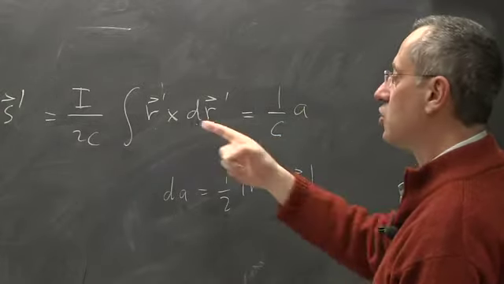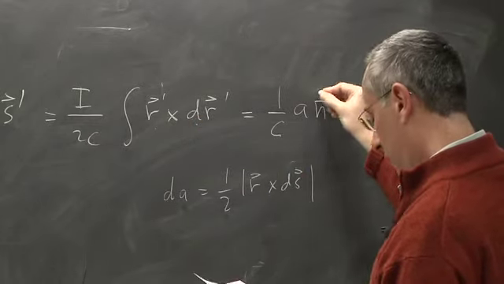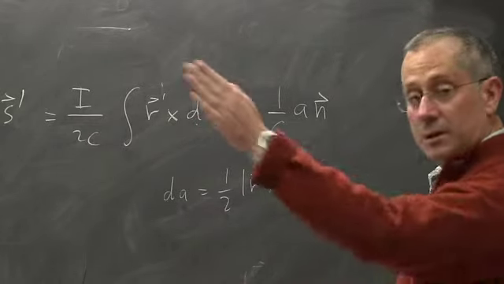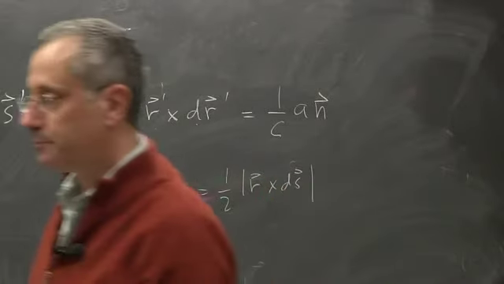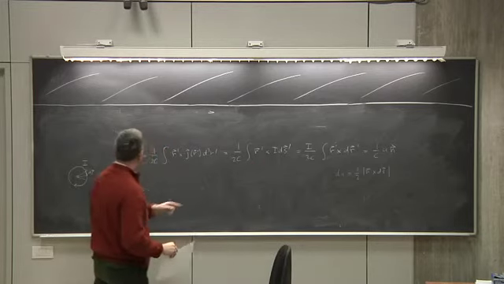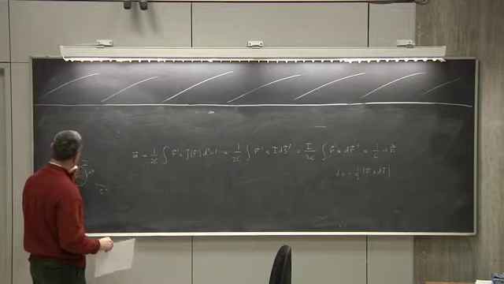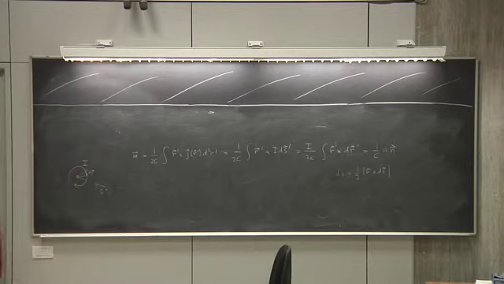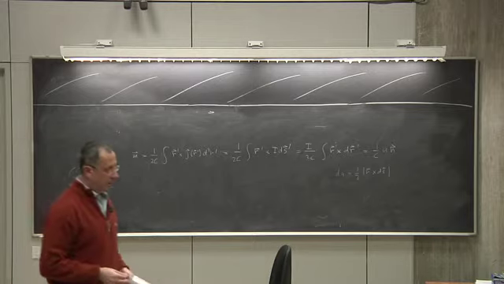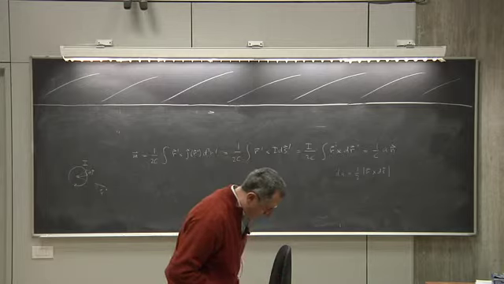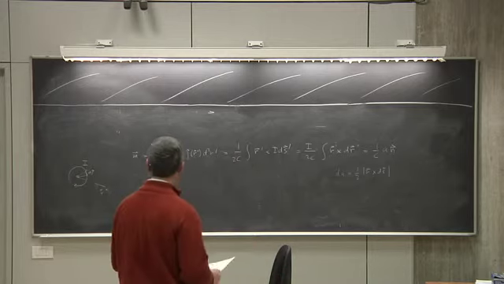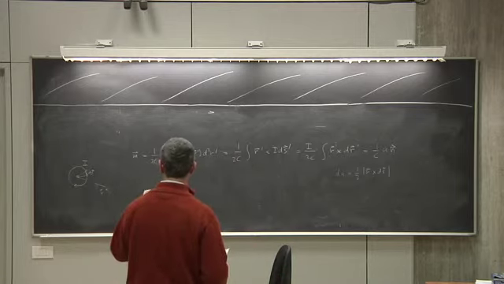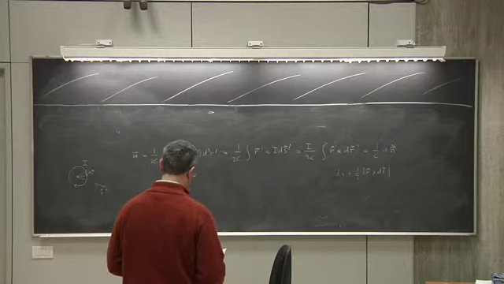And what is the direction of this? Well, because it's r cross dr, it's pointing outside, normal to the little surface identified. So this is the magnetic moment of a little loop of current. Okay, so it's the elemental magnetic moment.